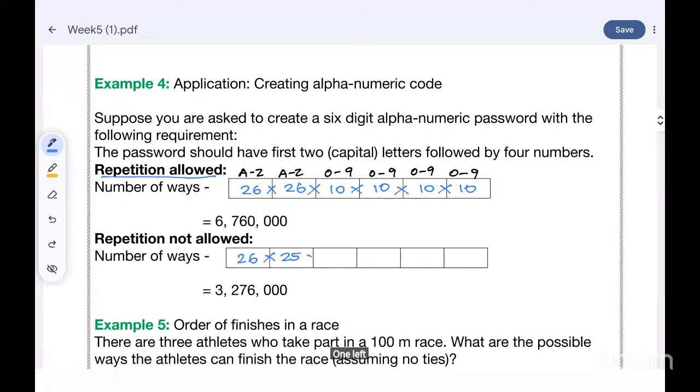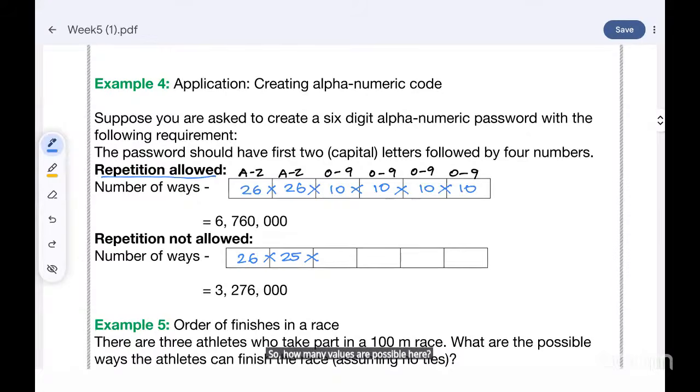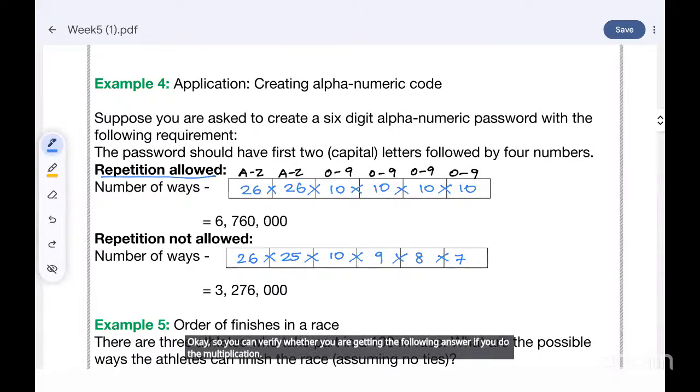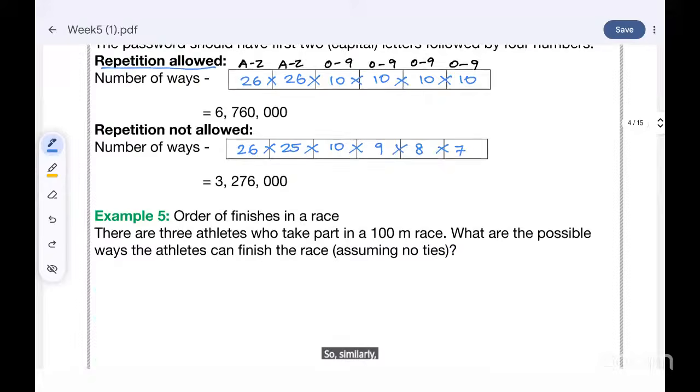Okay. Now again, the first numeric position here will not be affected. You will have all possible values from 0 to 9. So how many values are possible here? 10. And now what about the next one? 9. And then 8. 7. Right? So you can verify whether you are getting the same answer if you do the multiplication. Okay, fine. So this is a very simple problem. Similarly, let's look at another problem here.